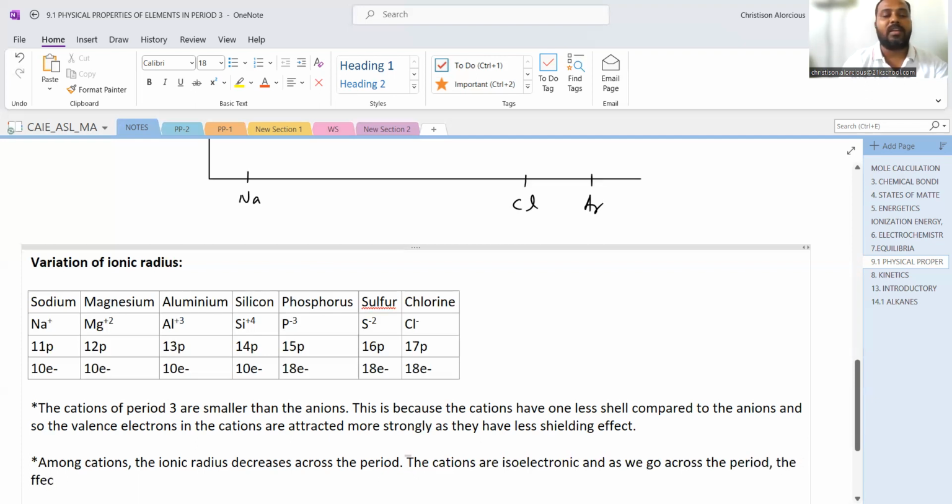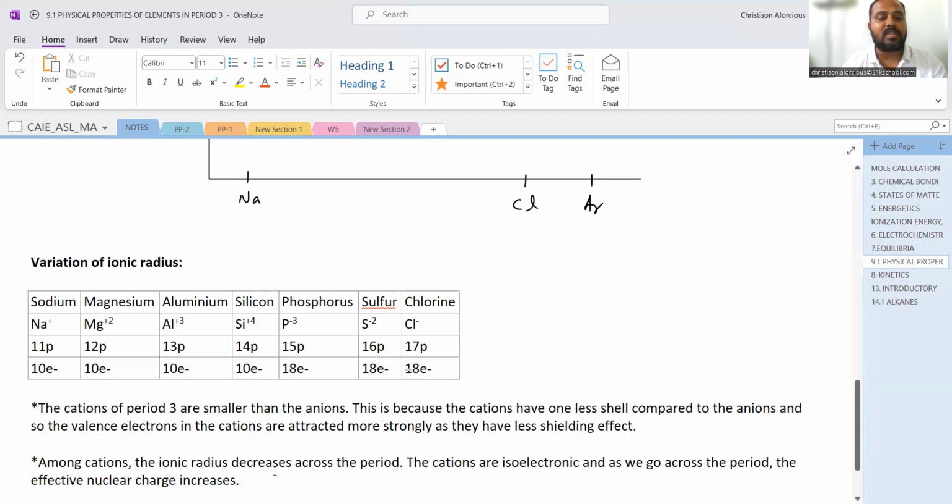the effective nuclear charge increases. Now you must be wondering, what is this effective nuclear charge? The calculation of the effective nuclear charge is a little complex, and it is way out of our level right now. But for simplicity's sake, you can just consider that the effective nuclear charge is nothing but the ratio between the protons and the electrons. So it's the proton to electron ratio.